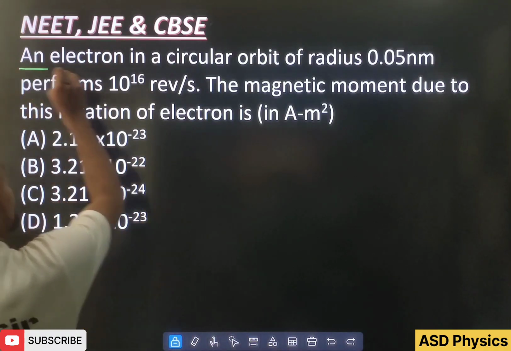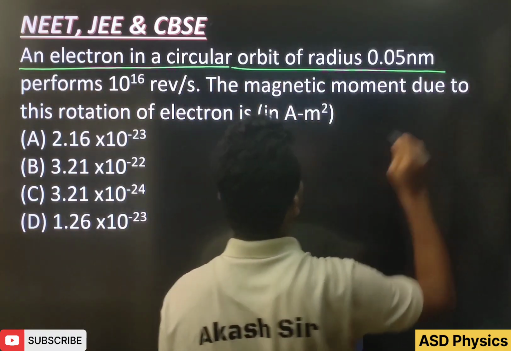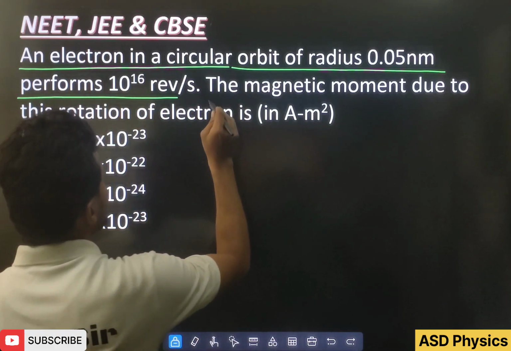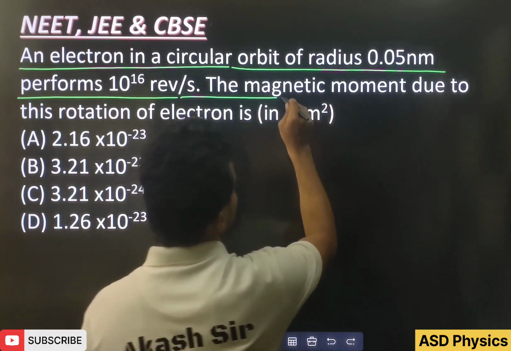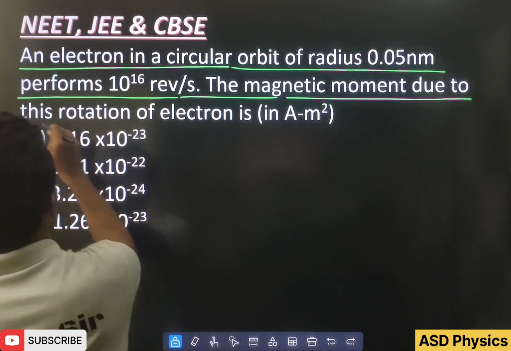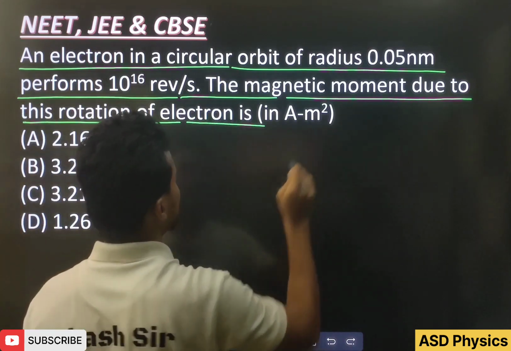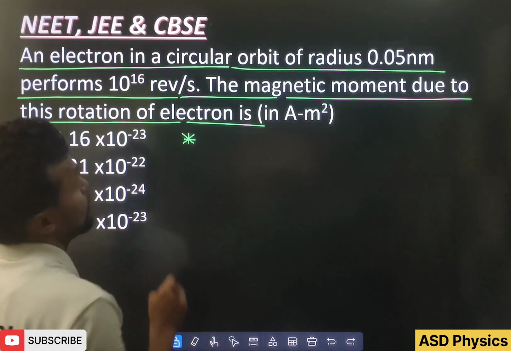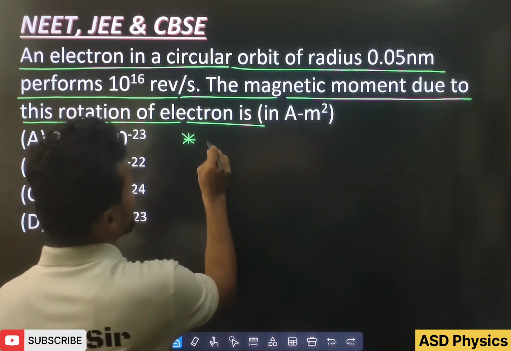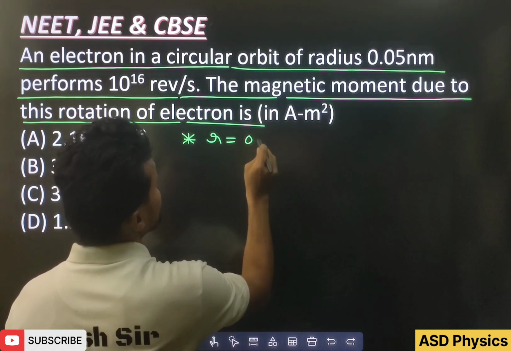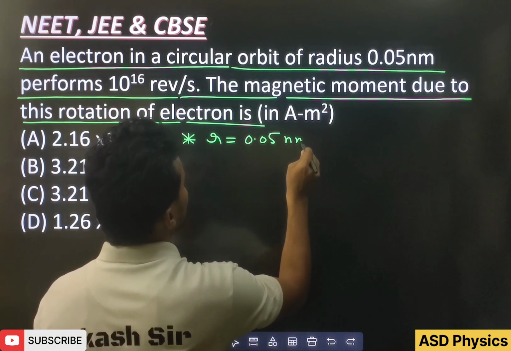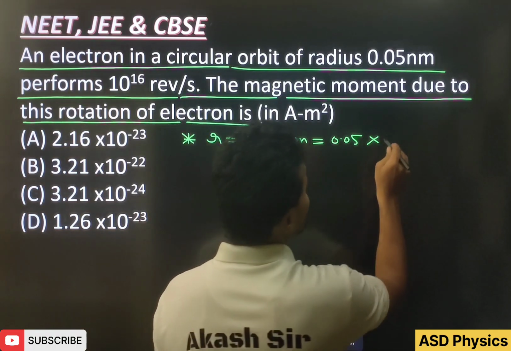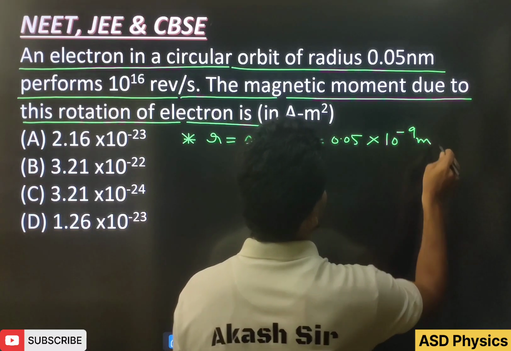Next one, let's see, one basic question is there. The question is, an electron in a circular orbit of radius 0.05 nanometer performs 10 to the power 16 revolutions per second. The magnetic moment due to this rotation of the electron is how much? Okay, so we have to calculate the magnetic moment. We'll note down the data. The radius given is 0.05 nanometer, that means 0.05 into 10 to the power minus 9 meter here.